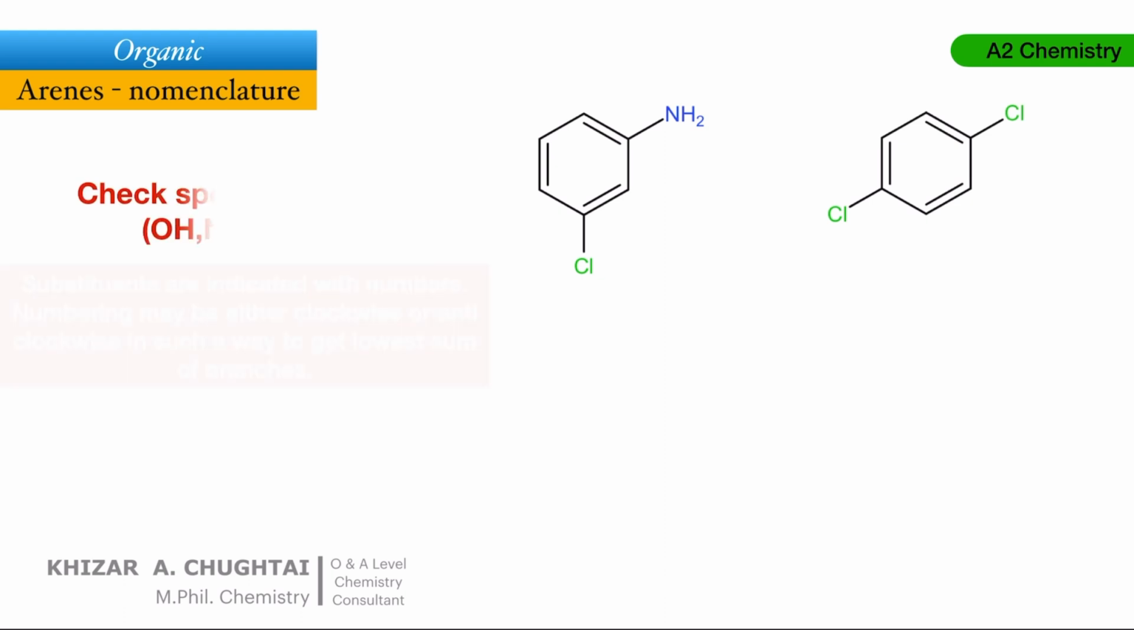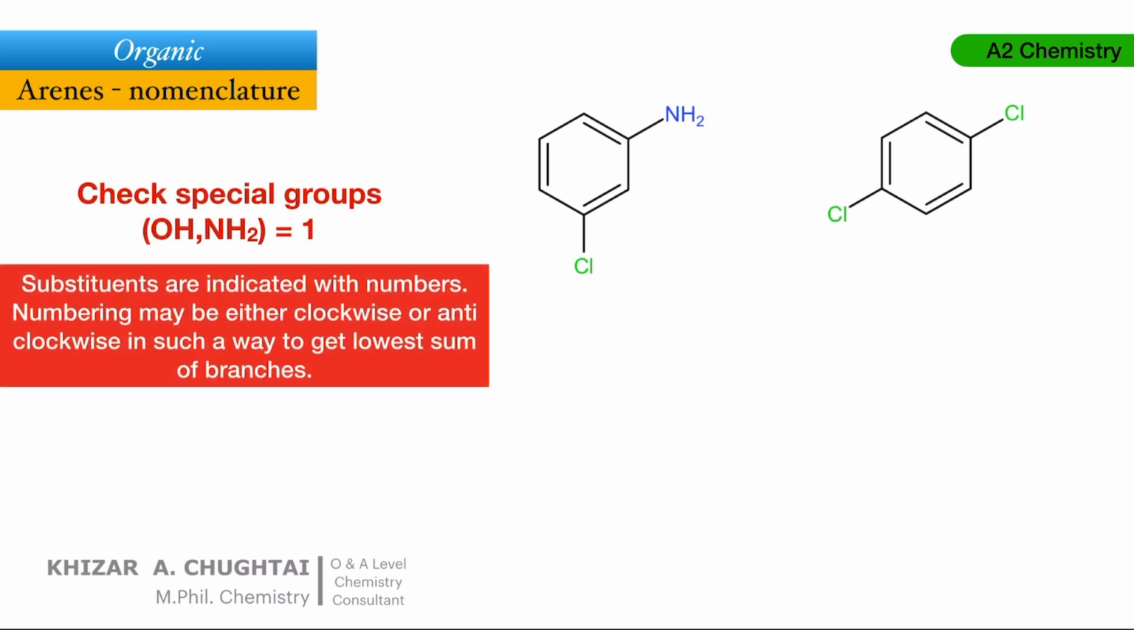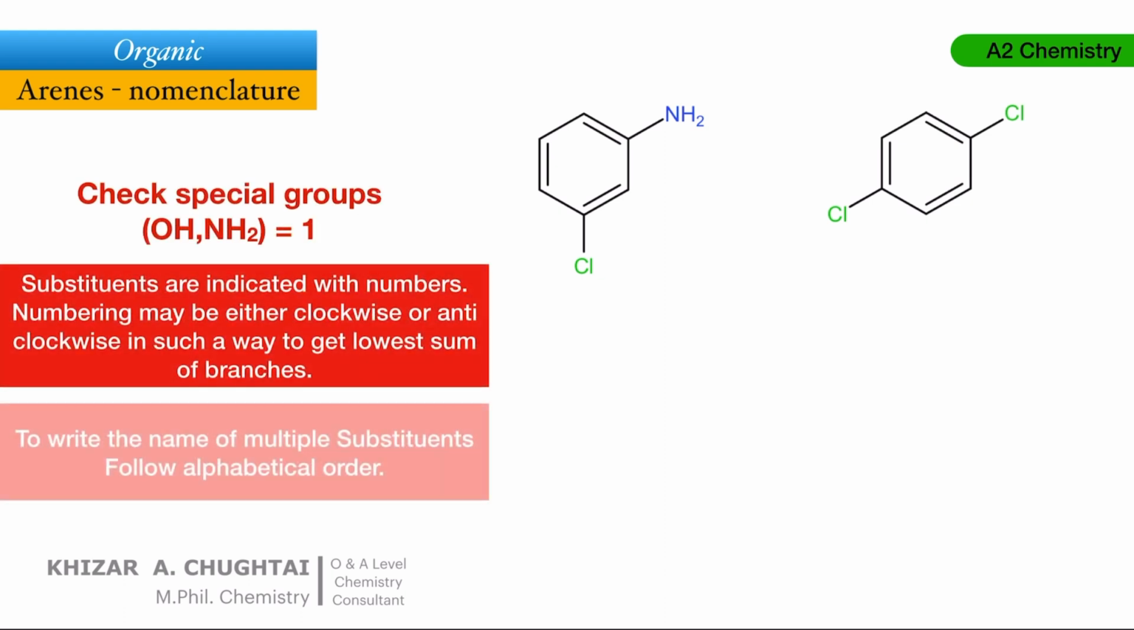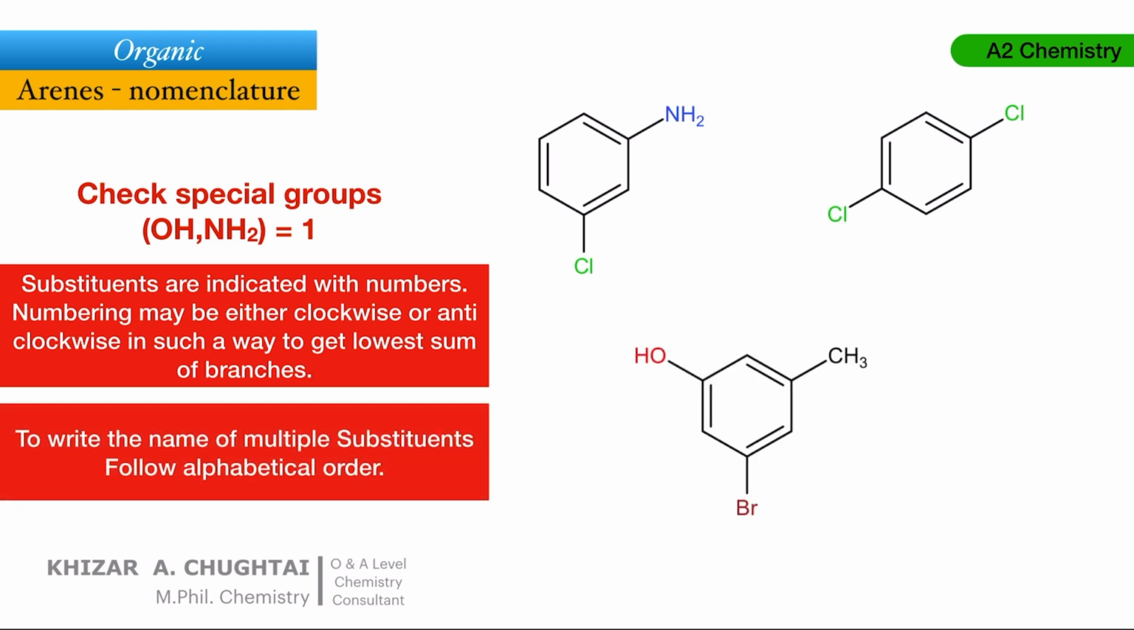There are a few more examples. Once again, if there are 2 or more functional groups or substituents over here. Here are 3 examples. Let's see over here. In this case, this is carbon number 1 because it's having the functional group. It's carbon number 2, it's carbon number 3. It's acting as a branch, the Cl, and its name will be 3-chlorophenylamine.